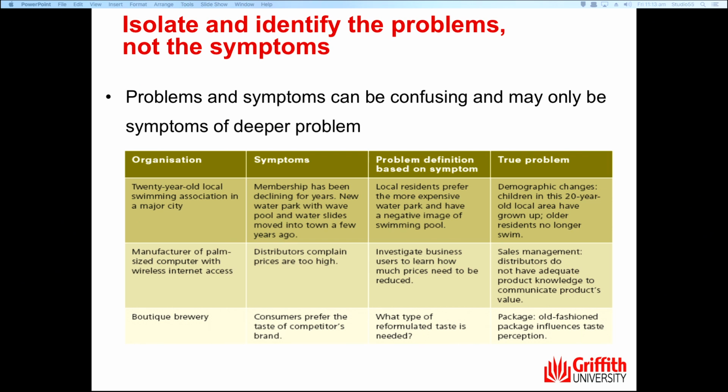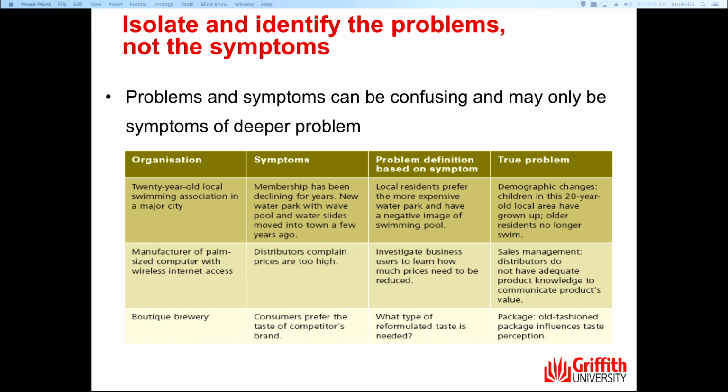Let's look at an example. The organization is a 20-year-old local swimming association in a major city. The symptom that managers see is that membership has been declining for years. New water parks with wave pools and water slides moved into town a few years ago. Based on the symptom, you create a problem definition: local residents prefer the more expensive water park and have a negative image of the swimming pool. If you haven't looked deeper, the true problem is actually demographic changes. There's a shift.